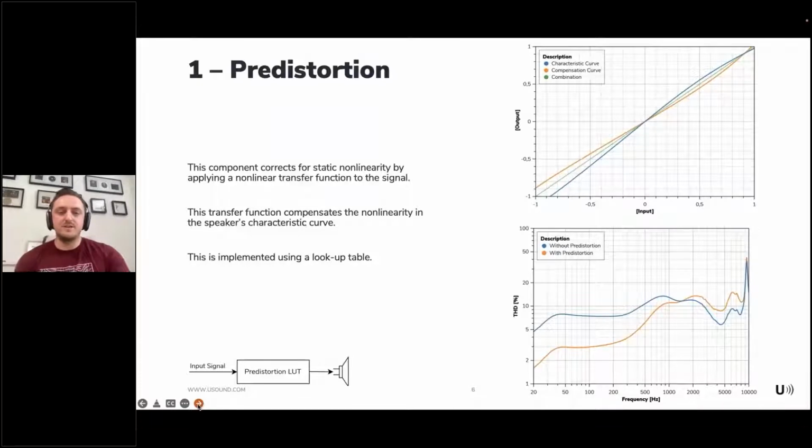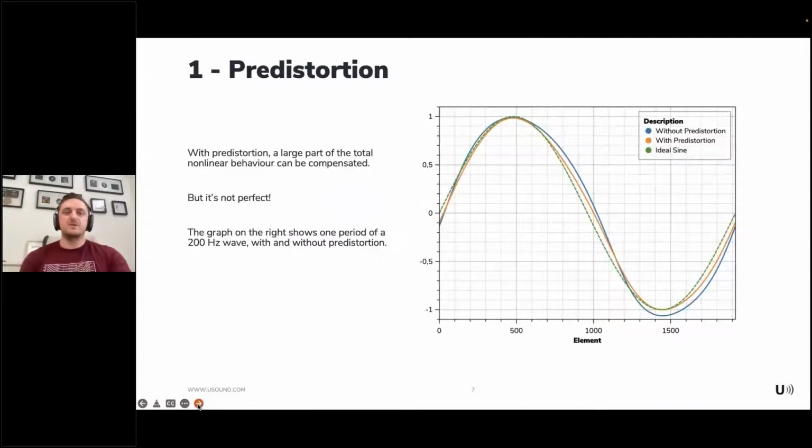Now, if we look into it in more detail, there's a slight issue, because we see that the distortion does not go down to 0 just using the predistortion block. In fact, when we look at the actual waveform, right here you see a graph of a 200 Hertz sine wave measured in coupler conditions, where the blue curve represents the raw behavior of the speaker, the green curve represents the ideal sine wave, and the yellow curve is the performance of the speaker with the predistortion block applied. You can see that it's a much better match for the ideal sine curve, but it's not a perfect match. Even though we compensated for all of the static nonlinearities, there is still some deviation.